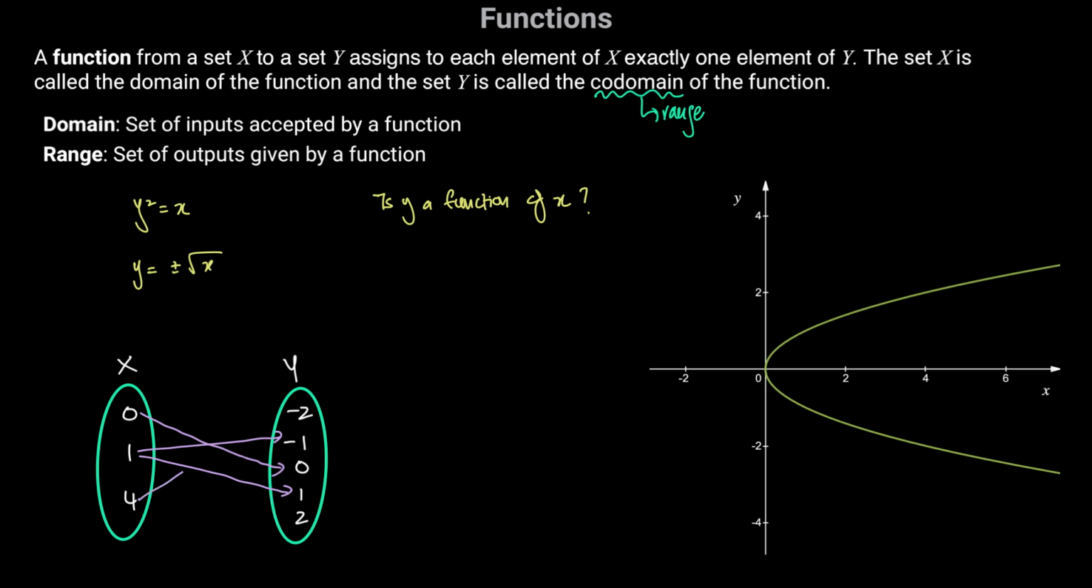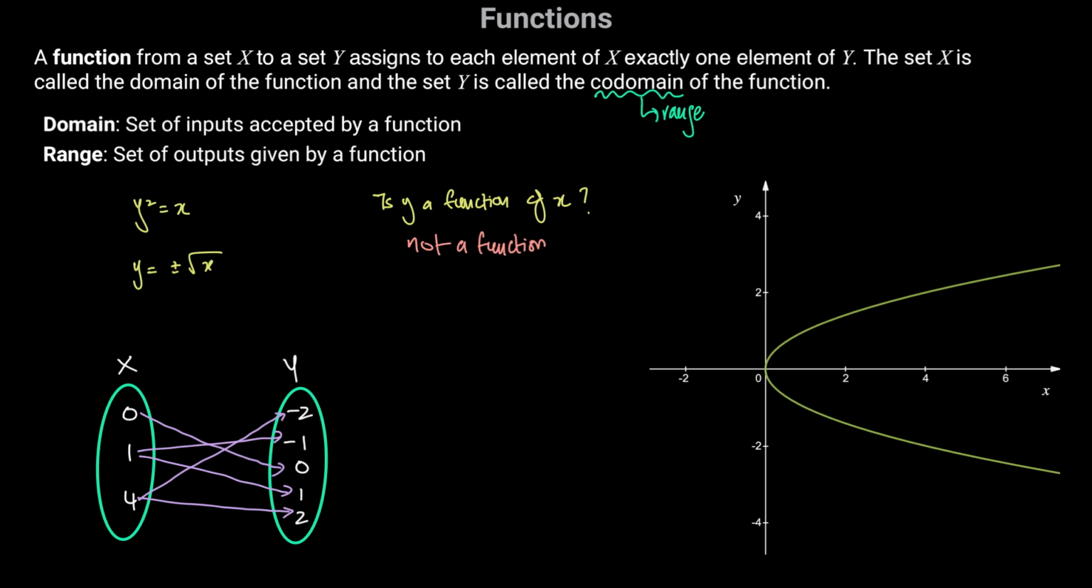So when x is equal to 4, we can get two possible values for the output y. Similarly, when the input x is 1, we can get two possible values for the output y, -1 or +1. So this over here is not a function.